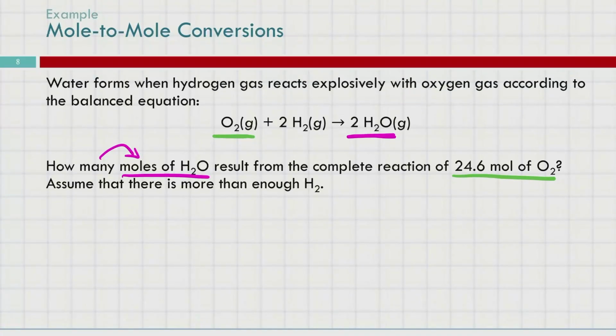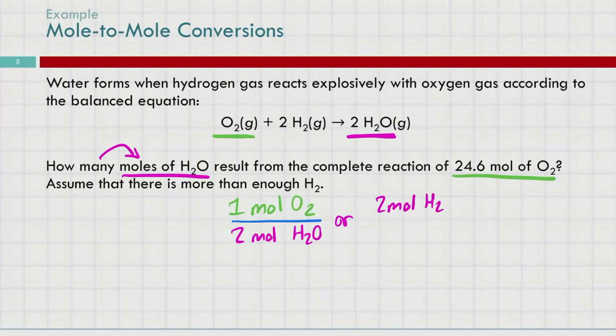So our two options are 1 mole O2 over 2 H2O, or the inverse, 2 moles H2O over 1 mole O2. Those are the two options.